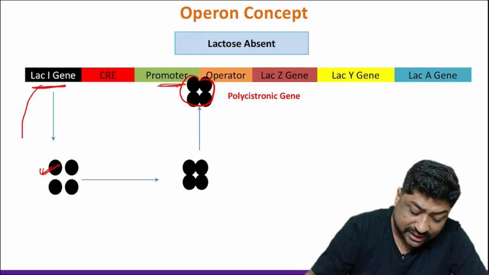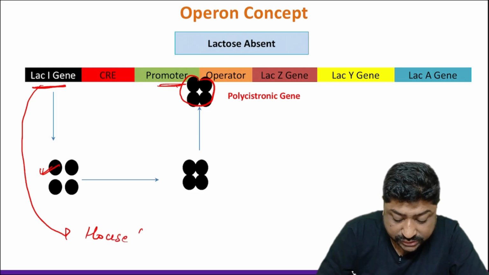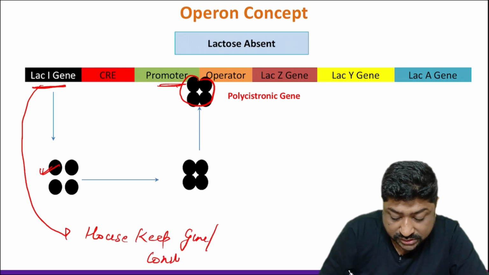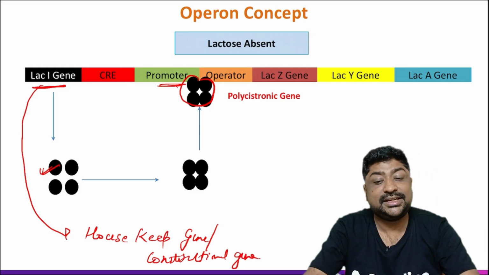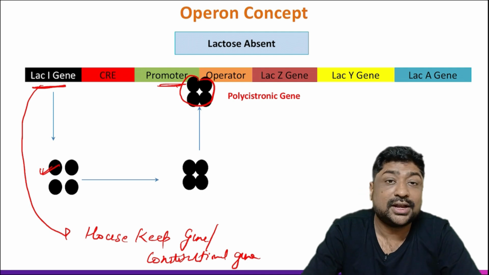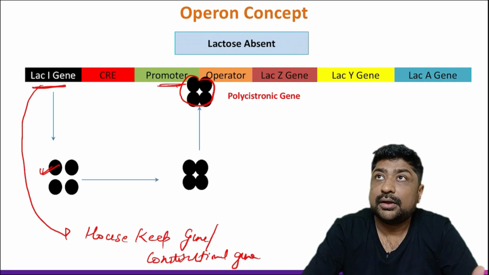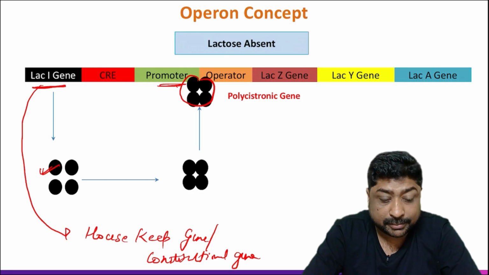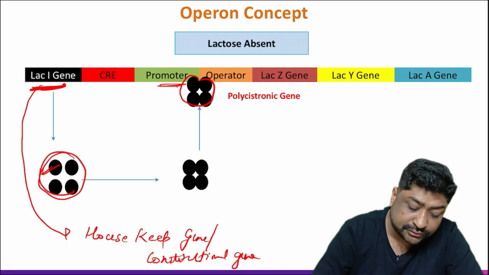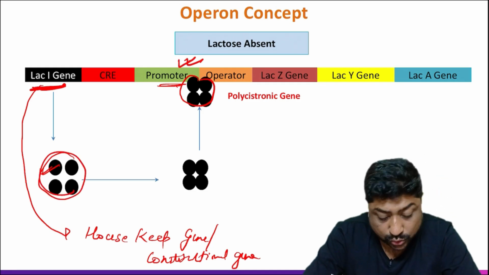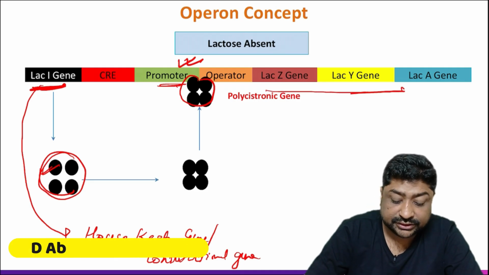Now, what do we call such a gene which is always active? We call it a housekeeping gene or constitutional gene. So the genes which are always active are called housekeeping genes or constitutional genes. So normally in the bacteria, this gene is always active and it will keep producing these inhibitors which will go and attach to the promoter sequence, and so it will not allow the transcription of these genes.